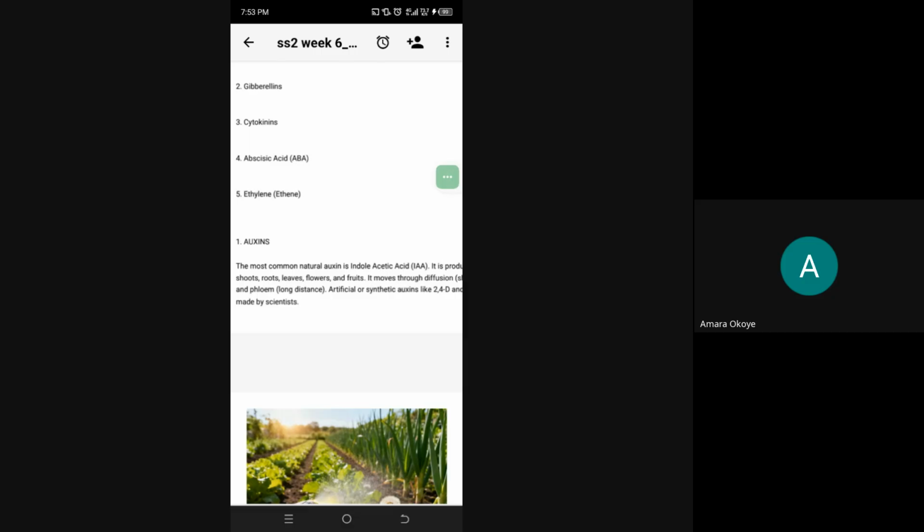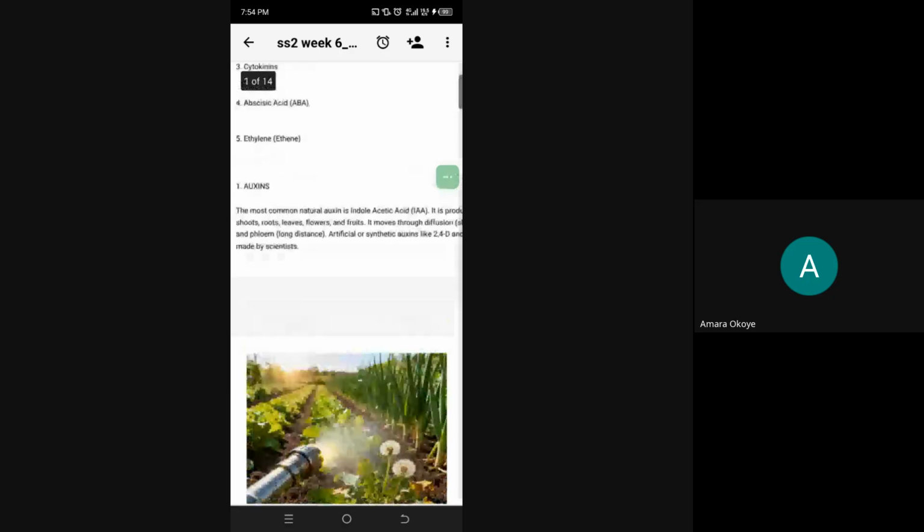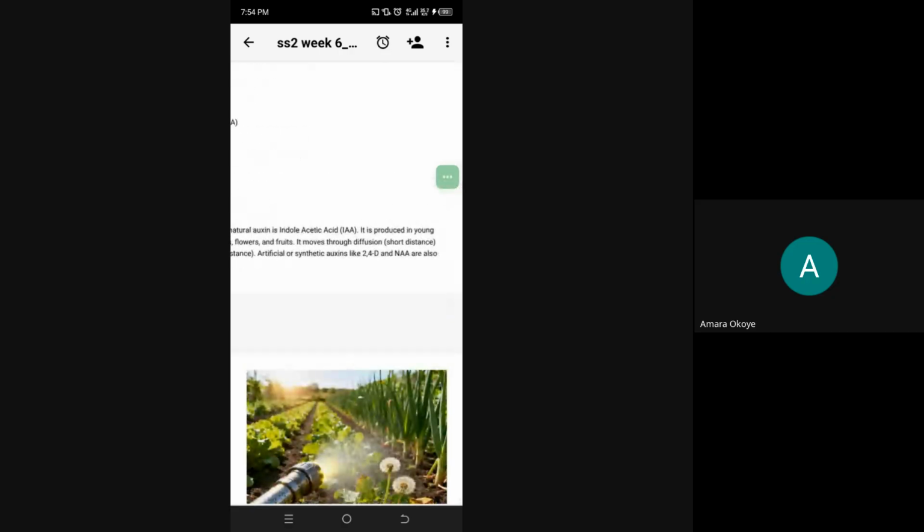Auxins. The most common type of auxin is indole acetic acid. That means it's created naturally. It is a natural auxin that is created. You understand? It is produced in young shoots, roots, leaves, flowers.